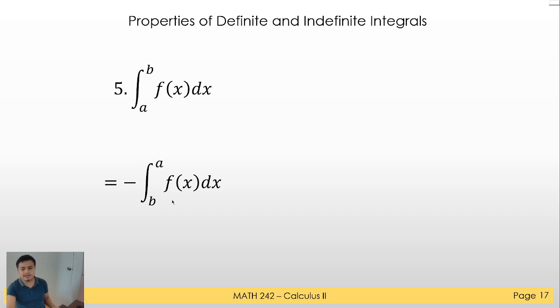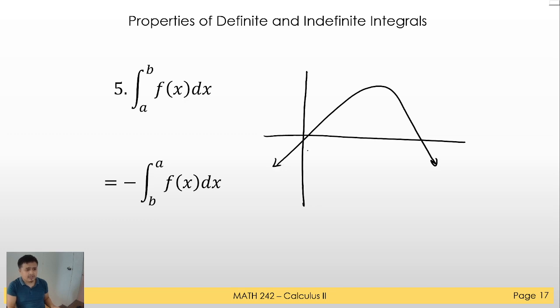Okay, we have another one. If we swap the limits here, we can also negate, or the area becomes negative. So there is some sort of direction with regards to definite integrals. Let's say you have this function again. The computation of this integral will have some directionality. So from a to b, that is positive, but from b to a, this will become negative, basically.